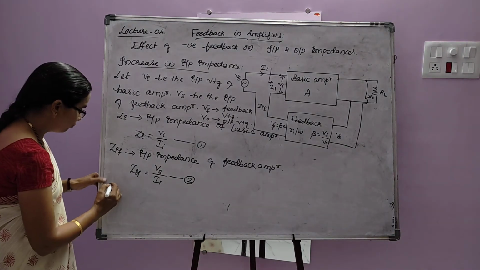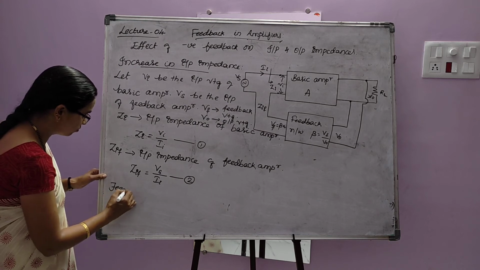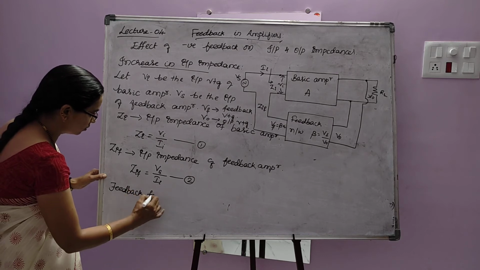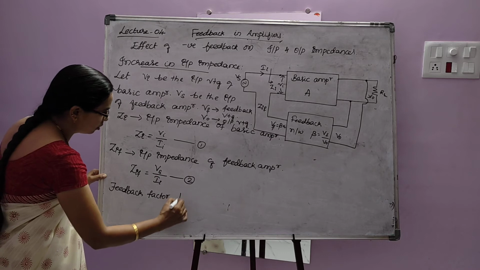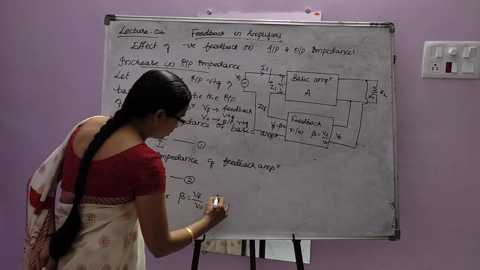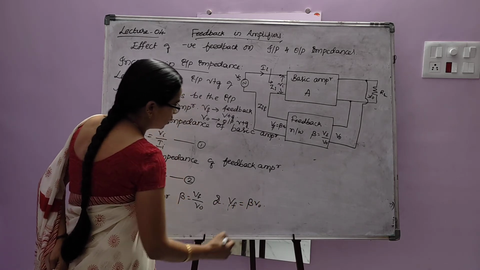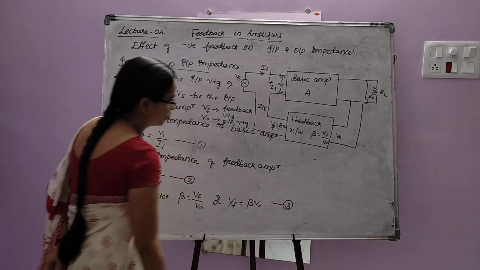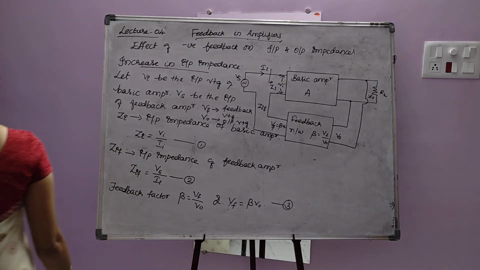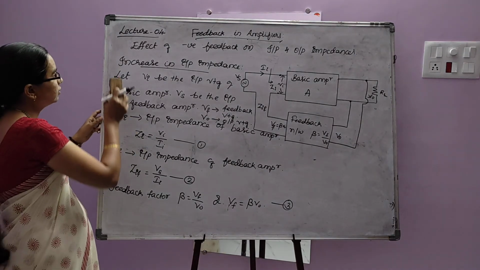So feedback fraction or feedback factor beta can be represented as Vf by V0, or you can also represent Vf is equal to beta V0. Call this as equation number 3. Write down up to this. Take a screenshot or pause it and write it.